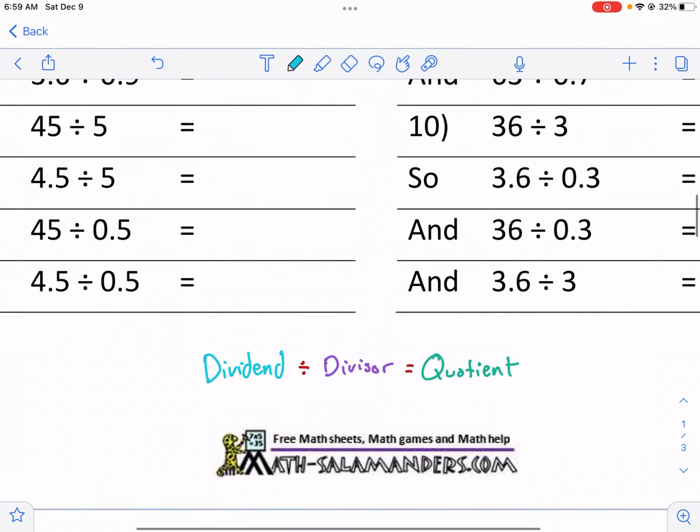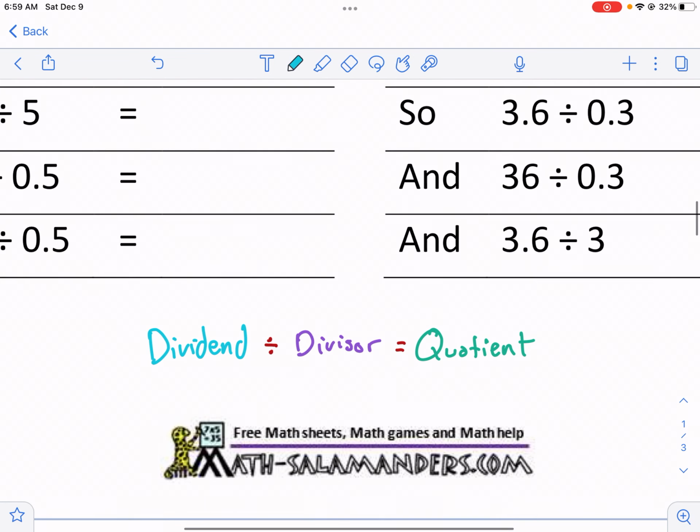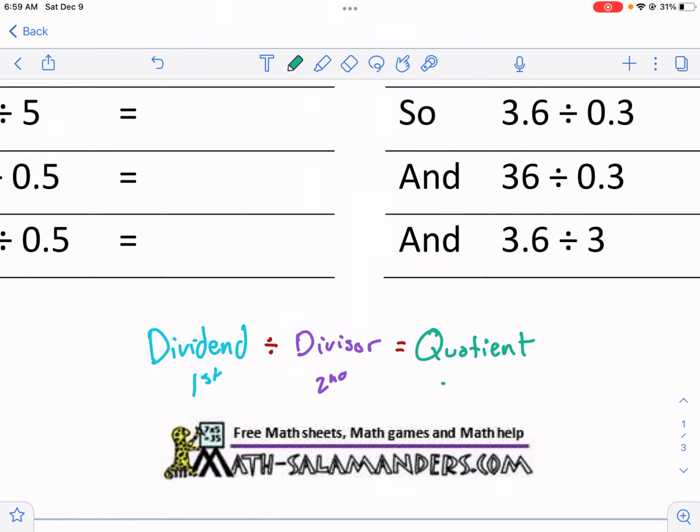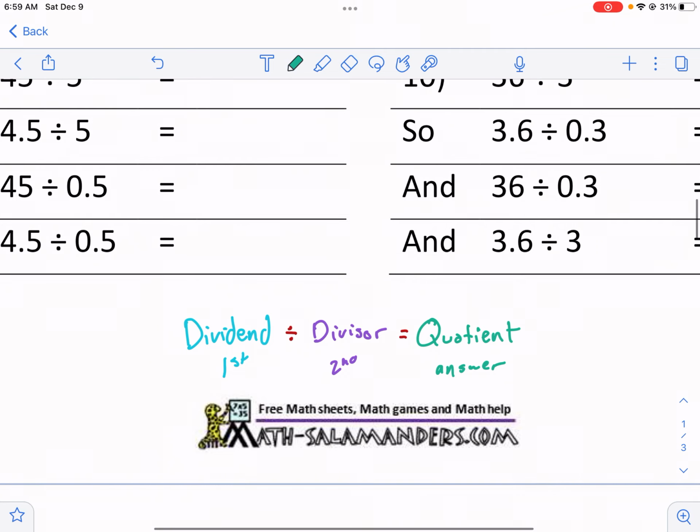I'm going to start with this one, and this one is talking about division. So when we're doing these division problems, we have a dividend. That's the first number. The divisor is the second number. And the quotient is the answer, okay? And if we're thinking about division problems, really what we're doing here is the inverse of multiplication.